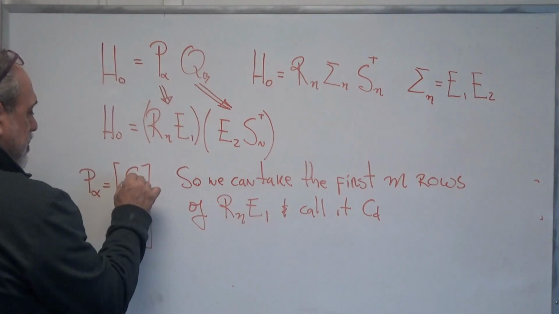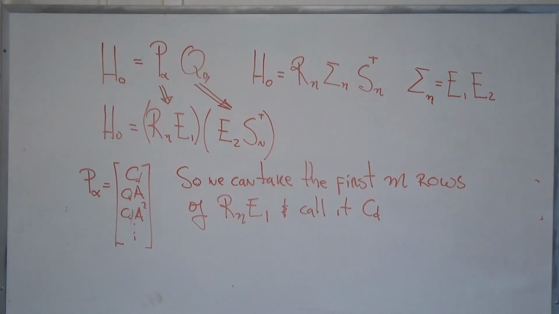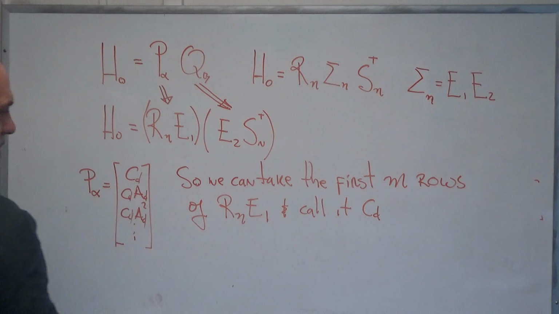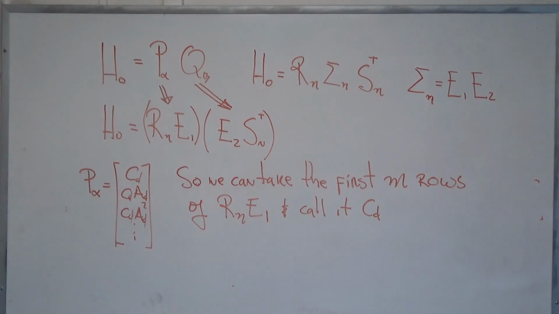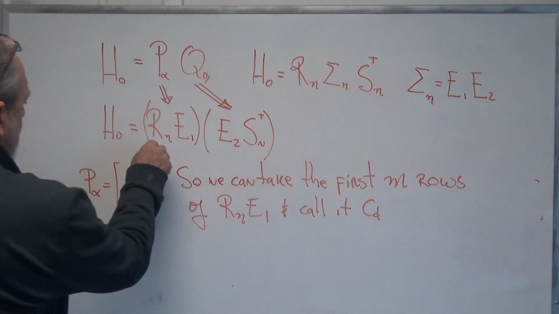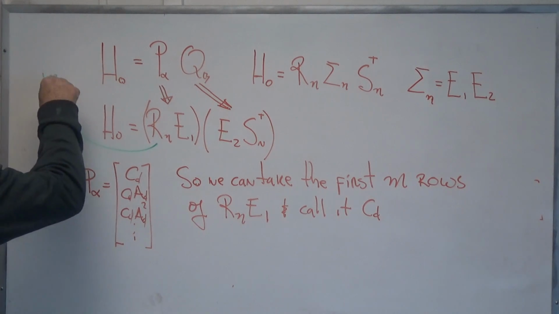Or CD. Sometimes I forget the D because it doesn't matter. And this is of course AD also, and so on, right? So we have found ourselves a way to get C. So from this matrix, we get CD.